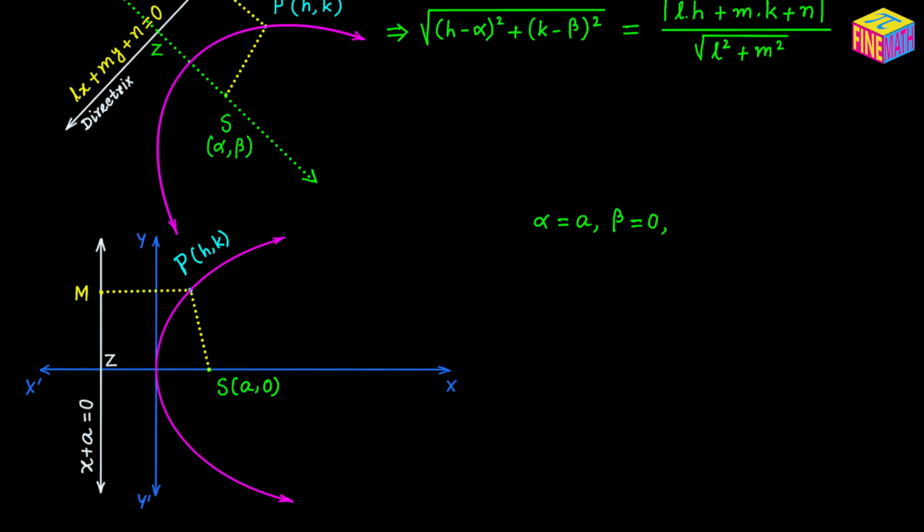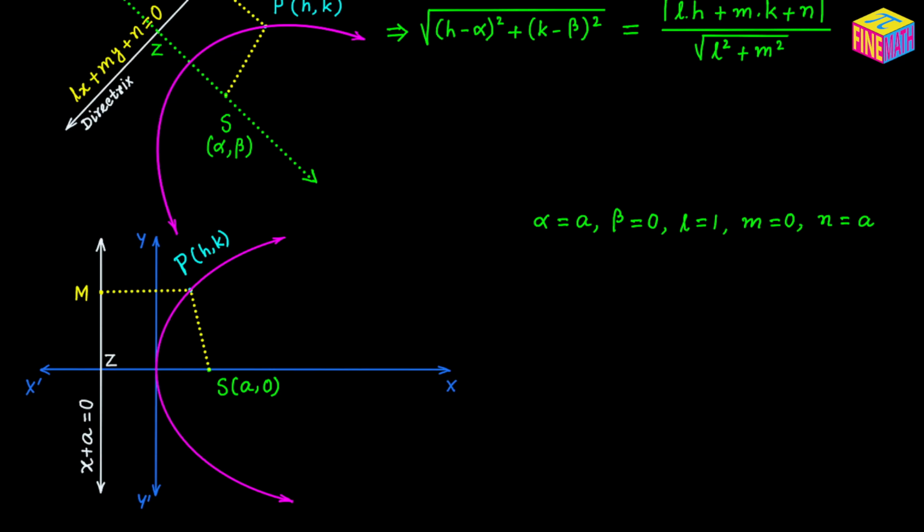And also let's look at the values of L, M and N in the equation of the directrix. In case of this standard parabola, the equation of the directrix is x plus a equals 0. That means the coefficient of x is equal to 1. Coefficient of y would be equal to 0 because there is no y term, and the constant term is positive a. So now we know the values of alpha, beta, L, M and N.